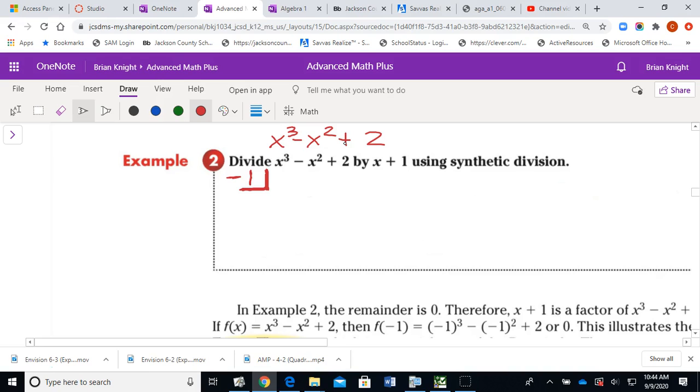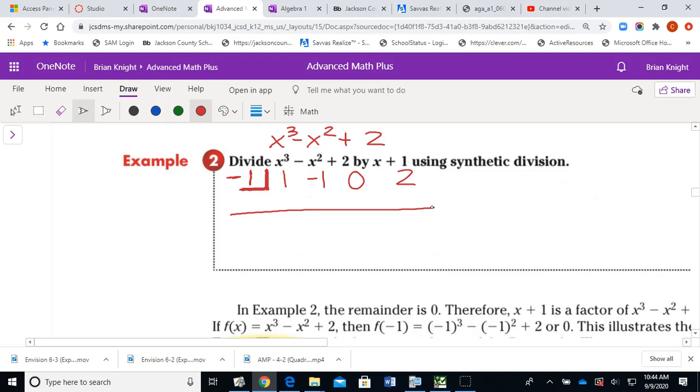So what's the coefficient of x to the third? 1. What's the coefficient of x squared? -1. What's the coefficient of x? 0. There's not 1, so it's 0. And then you have your constant 2. All right? Everybody with me? Draw yourself a little line. Make sure you have enough room to write under those numbers.